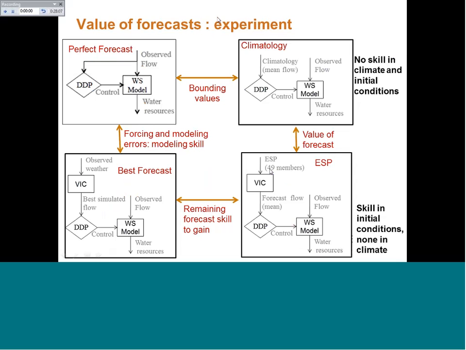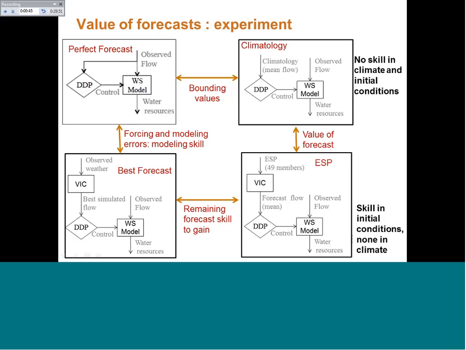And we are right here on the top left. We just saw what was the case with the perfect forecast. Now we look at a different experiment. What if we force and train the optimizer with the best forecast, meaning we force the hydrology model with observed weather, and this is going to be our best simulated flow. And we look at the delivery and how we meet it, or what the supply deficit is. This is our best forecast case, and the difference in cost in the objective function, meaning the square of the supply deficit, is giving us an idea of how much the forcing and modeling errors impact the system.